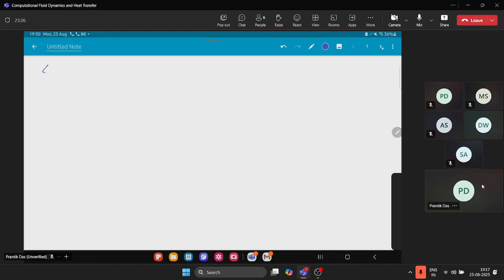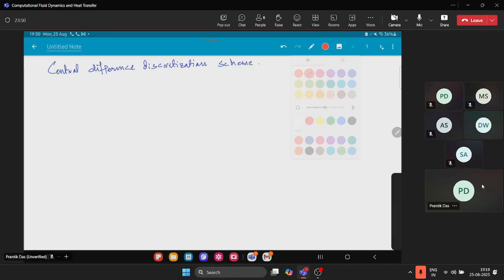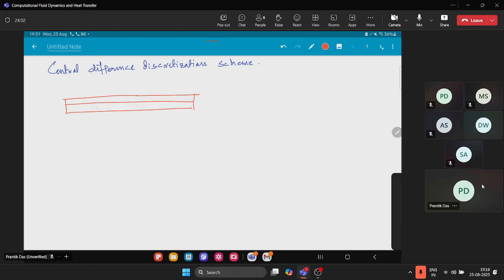So previously in the class itself, we discussed the central difference discretization scheme. For example, there is a heat conducting rod, a slab like this, which has a temperature of 100 to 500 degrees centigrade, or any values like T_A and T_B.